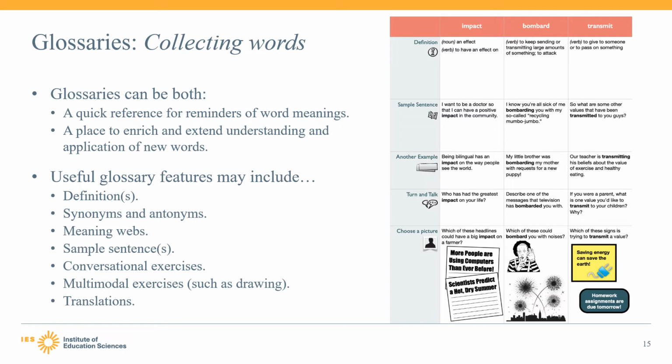And then you can also include in glossaries translations, whether those are translations into cognates, that is, words that sound similar in the home language and in English and also mean the same thing, or translations that are spelled out in more detail in the home language just to give students a really quick reference of what this new target word means.